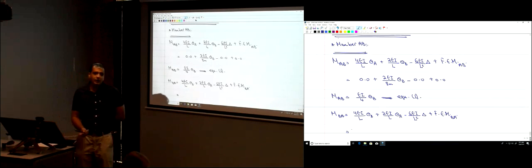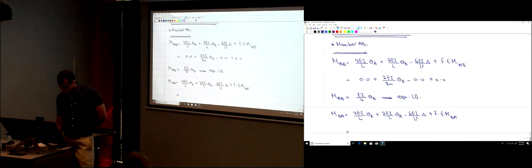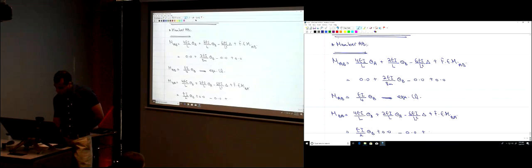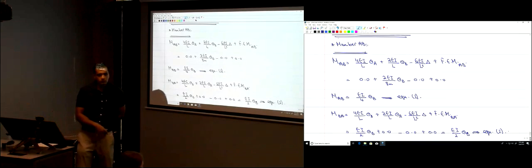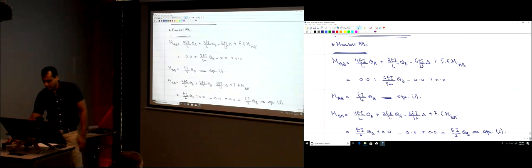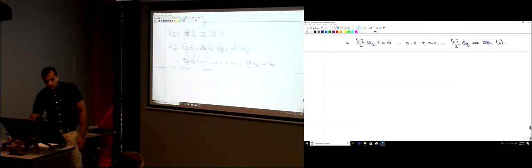So 4EI divided by L, how much is L? 8. So here we have EI divided by 2, theta B. How much is theta A? 0. How much is delta? How much is the fixed end moment? 0. So here we have 2EI divided by 2, theta B. Again, I still don't know how much is theta B, so I'm just going to name this equation 2. Okay? So right now I just used the slope deflection equation twice.